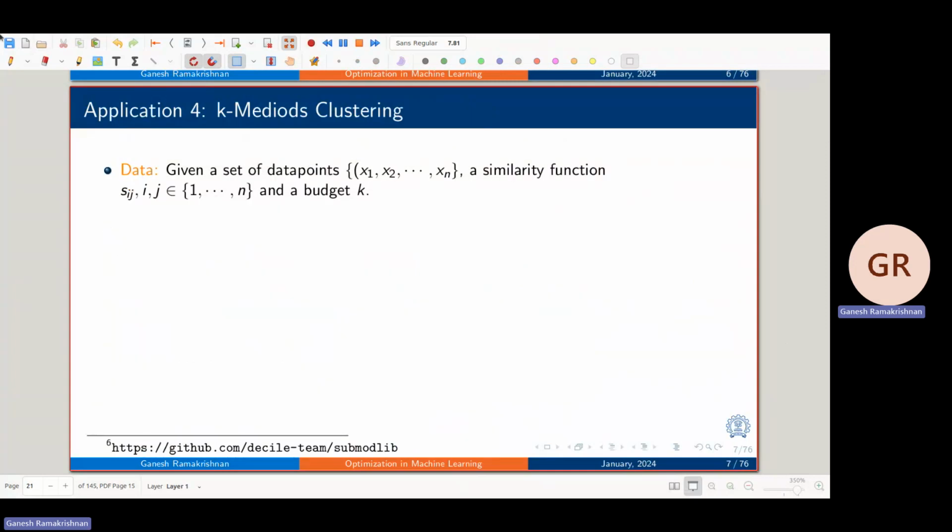Let's look at the next application. If you have questions, let me know. The fourth application, the last application we're looking at for discrete optimization. And this is easy, we can close it soon.